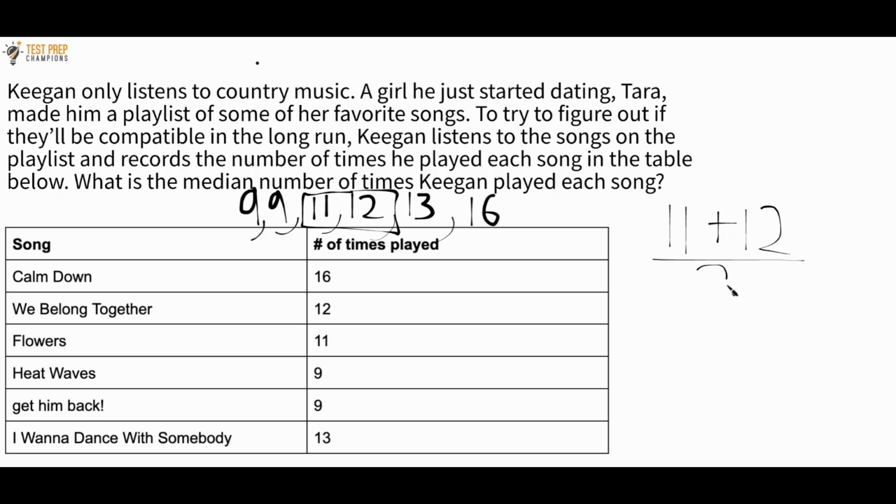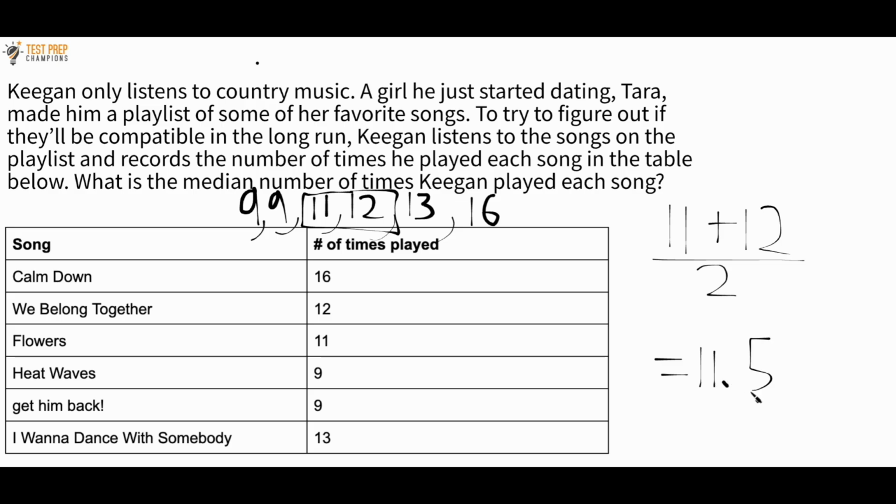So again, the first step here to find the median is to take all the numbers that I have here in my data set, and I want to put them in order from smallest to largest. After I did that, I picked out the two numbers in the middle, and I'm going to add them up and divide by 2. And when I do this, I get 11.5.